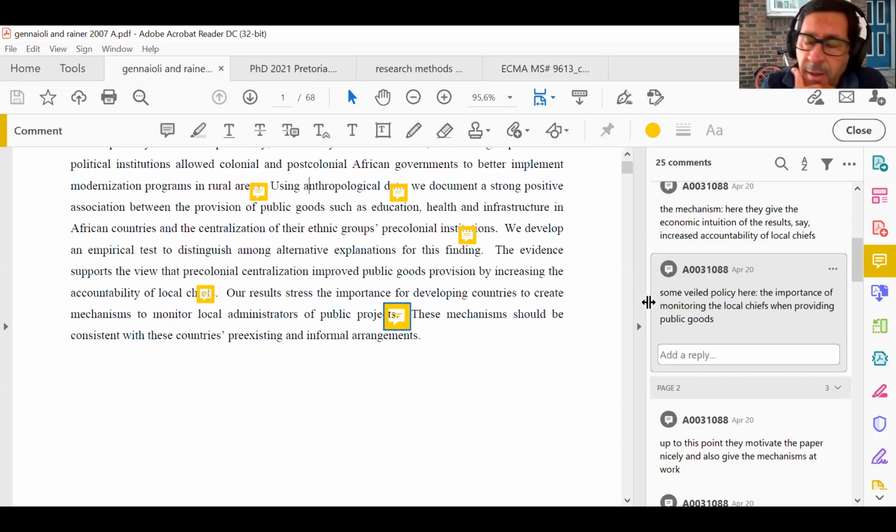I'm an associate editor of a couple of international journals and of a working paper series. A lot of people writing about Africa love to give policy advice, because they can essentially make money out of policy advice. These guys are more serious researchers or economists, and they give policy advice, but only in passing. For example, the importance of monitoring the local chiefs when providing public goods.